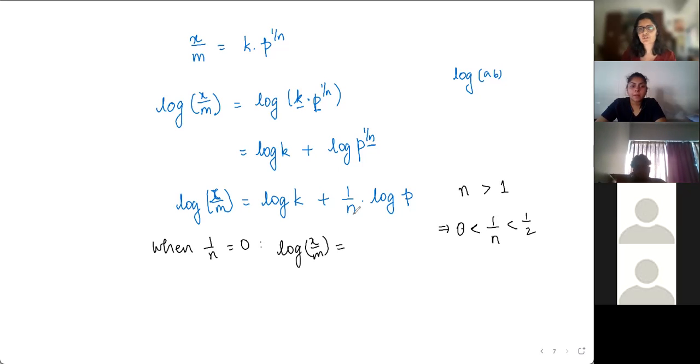Ansh, what do you say? What will this be equal to? It is a simple mathematical calculation, guys. Something you can easily do. Put 1 by n value as 0 and tell me what you get.